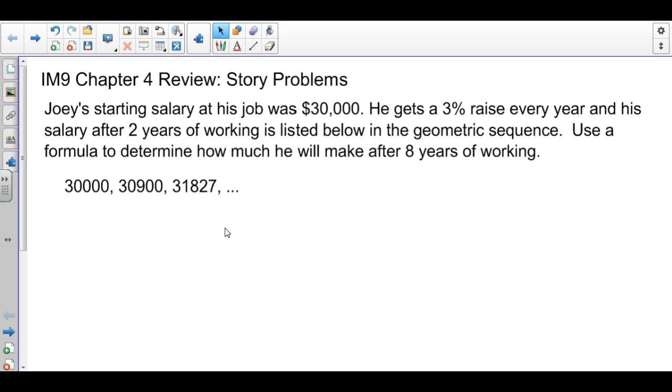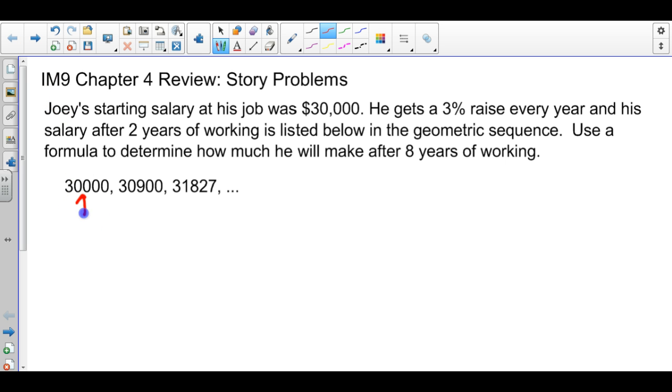I have two examples, one arithmetic and one geometric. So we're going to start off with the geometric one. In this problem, it says Joey's starting salary at his job was $30,000. He gets a 3% raise every year. And his salary listed below is what he has after 2 years.